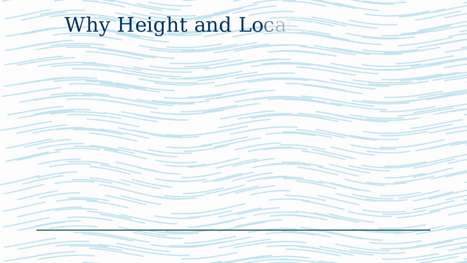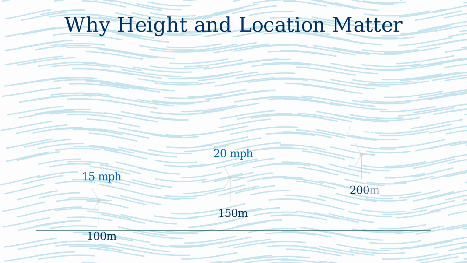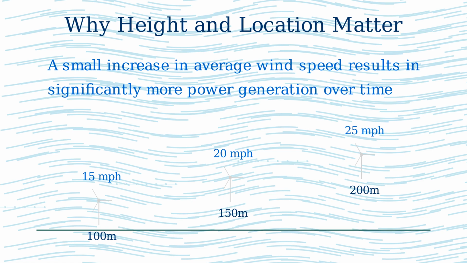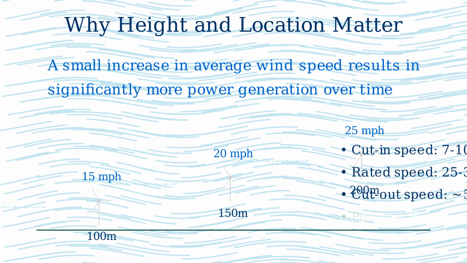Wind turbines are strategically placed in consistently windy locations and at greater heights to maximize power generation. Wind speed increases with height due to less friction from the Earth's surface. This is why modern turbines are built taller. Even a small increase in average wind speed can significantly boost energy production over the lifetime of a wind farm. To summarize, wind turbines operate within specific wind speed ranges and follow the cubic power law, making location and height critical factors for optimal energy production.